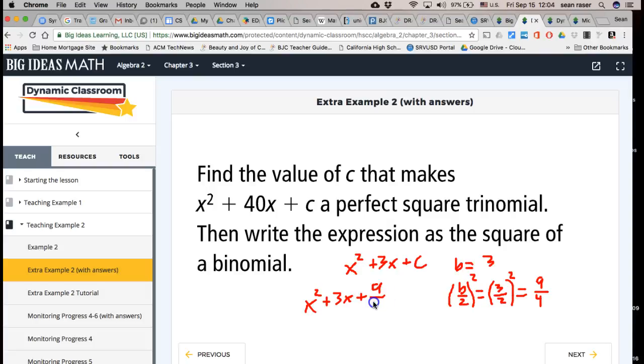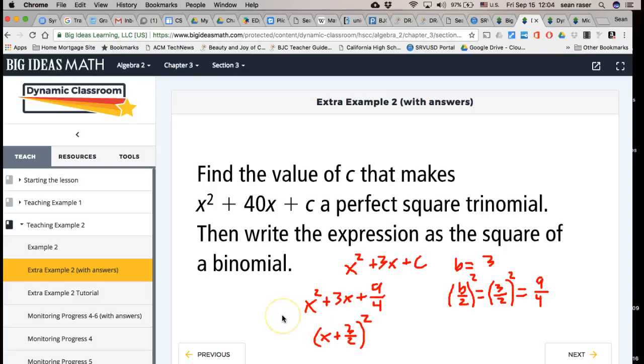We've got a fraction as our answer, and that is completely fine. Fractions are just regular numbers. They're completely acceptable for answers. To write this as the square of a binomial, it would be x plus, and remember, whatever b over 2 was, that's what we put in our binomial. So it'd be x plus 3 over 2, and then squared. That's an example of a perfect square trinomial that has a fraction as a c value, and also a b over 2 value that's a fraction. Nothing wrong with that. Completely acceptable.